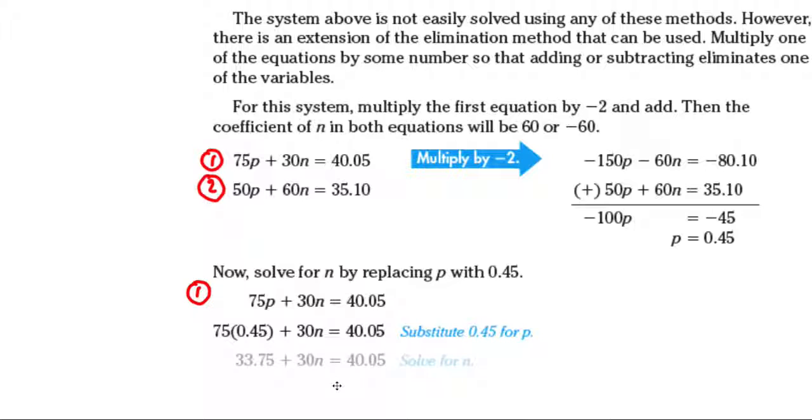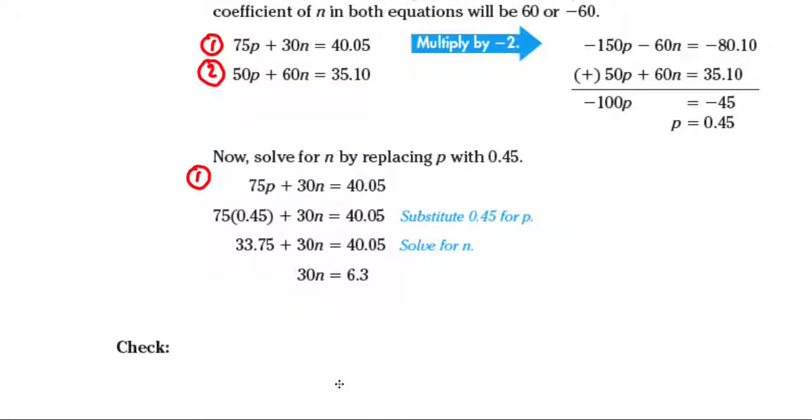Okay, we end up with 33.75 plus 30n equals 40.05. Subtract 33.75 from both sides, and we end up with 30n equals 6.3. And finally, divide both sides by 30, n equals 0.21. Okay, so the value of n, which represents non-p calls, is 21 cents, and the value of p, which represents p calls, is 45 cents.